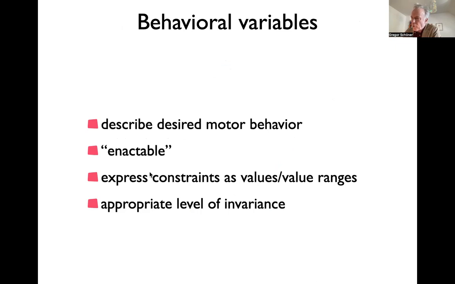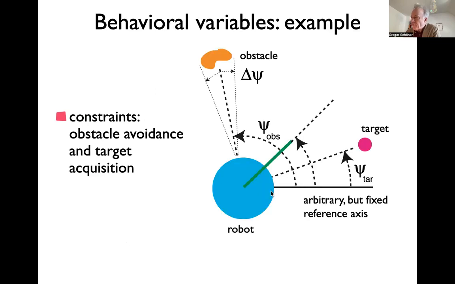And we already talked about these ranges here, and the appropriate level of invariance. Yeah, that's a more subtle issue. So what we essentially need is that the constraints that we have for these variables don't depend on the current value of these variables. So for instance, if you have this kind of situation, this would be where the target is seen under this angle.